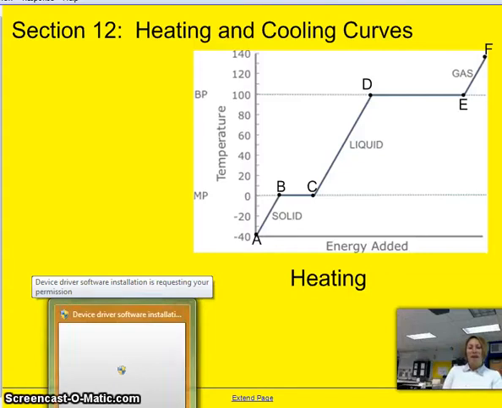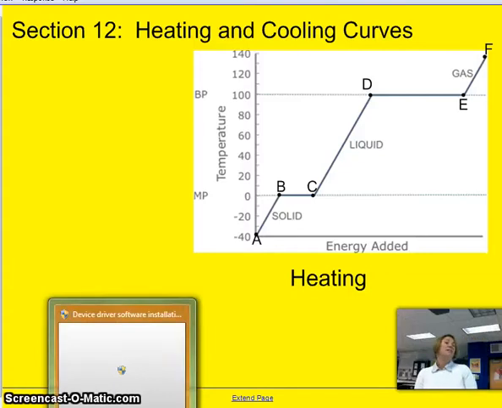Hi everybody, welcome back. This is Unit 1, Lesson 11, and today we're going to talk about heating and cooling curves. As you can see in your notes in section 12, you have an example of a heating curve. Pay attention to a couple things. Temperature is on the y-axis and energy is on the x-axis. Also, sometimes that's time, usually in minutes.